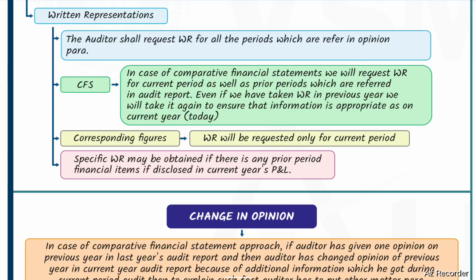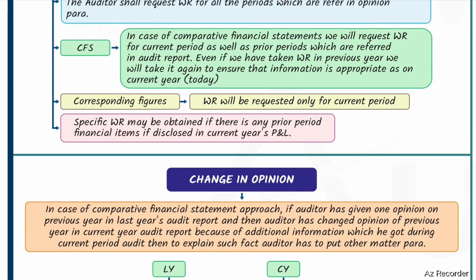Corresponding figures. A written representation will be requested only for the current period. A specific written representation may be obtained if any prior period financial statements are disclosed in the current year's P&L.